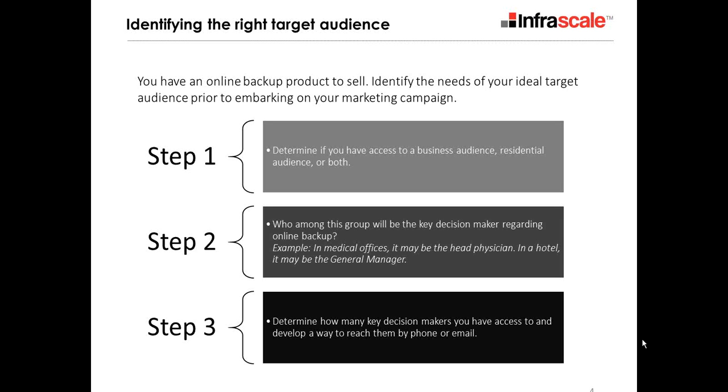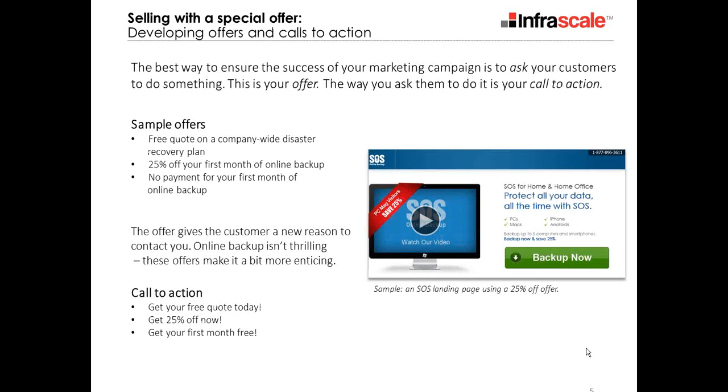And then thirdly, step three, is determining how many of those decision makers you have access to, and then developing a way to reach them via phone or via email. We'll talk about both of those methods as you move forward. These three steps in identifying the right target audience can vary across our partner base. It's going to vary based on your specific business, what else you might be offering, your geographical location, and a number of other factors. So take all of that into consideration with these three key points that we're offering.